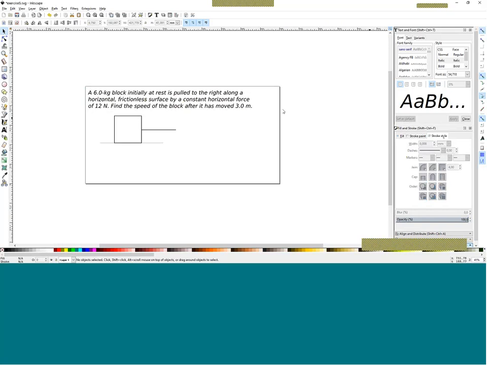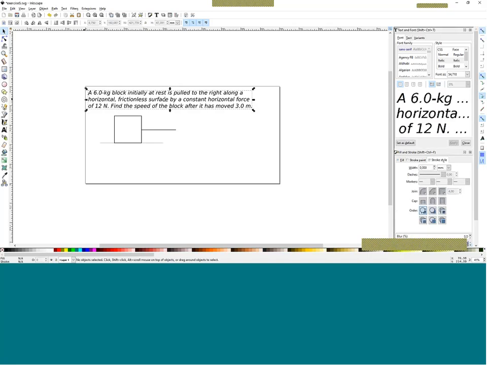Okay, so the question: a 6 kilogram block at rest is pulled to the right on a horizontal frictionless surface by a constant horizontal force of 12 newtons. Find the speed of the block after it has moved 3 meters. I'll give you 2 or 3 minutes. I don't want to take too much time, but this is a very simple exercise. Keep in mind the crucial word here.